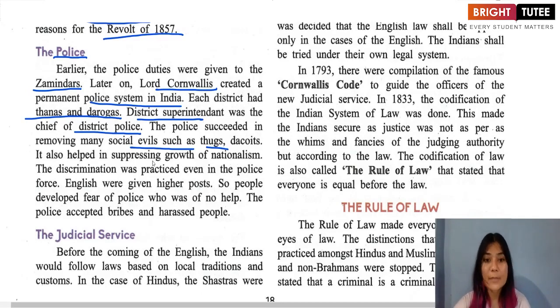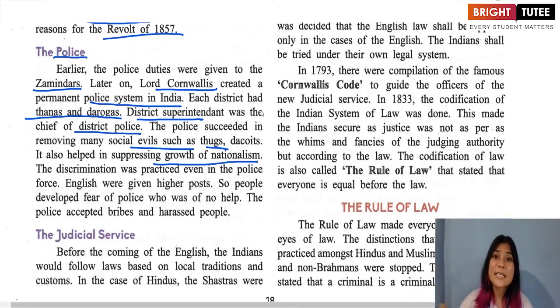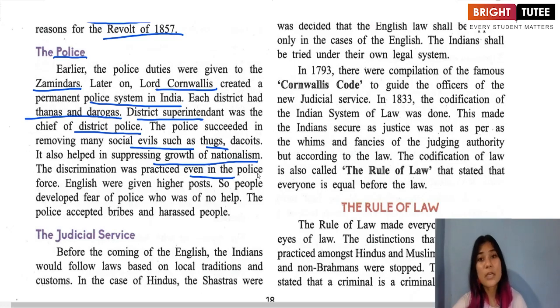The police also helped in the suppression of the growth of nationalism. When the Indians were rising against the British government for the freedom of India, the police played a huge role in making sure that these Indians were arrested and their voices were put down. Discrimination was practiced even in the police. Just like in the army, in the police department also the Indians faced discrimination. The Indians never received higher posts in the police department. It was only the English who received the higher posts.